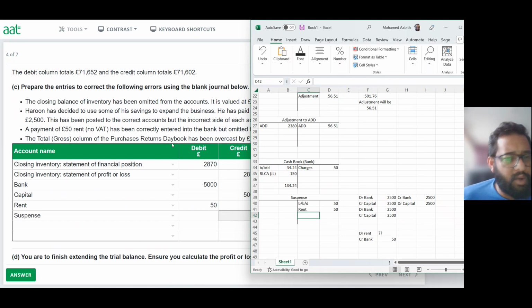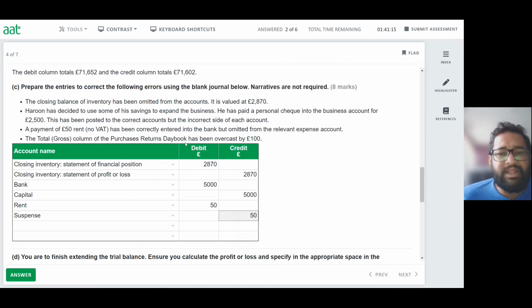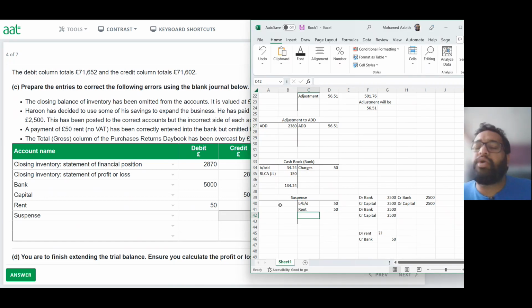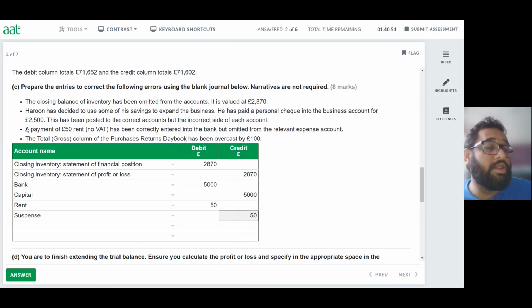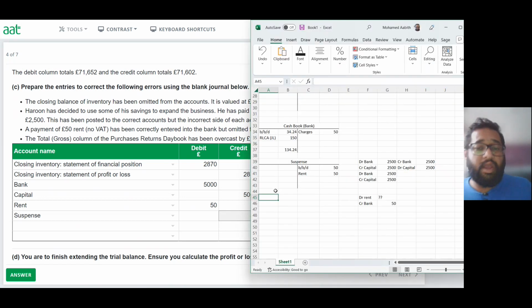So we can clear it. By the way it looks, I know this entry should go here to clear the suspense account. That is how you think as an accountant. We'll get there, we'll find it, but we also have to remember, if there is a suspense account on the debit side, the other account has to be on the credit side, which you're using to clear it. So let's prove whether we are right or wrong. Here they're saying the total gross column of the purchase returns day book has been overcast by £100. If it's a purchase returns day book, there are three columns: gross, VAT, and net. What are the T accounts going to be? This is going to be your PLCA.